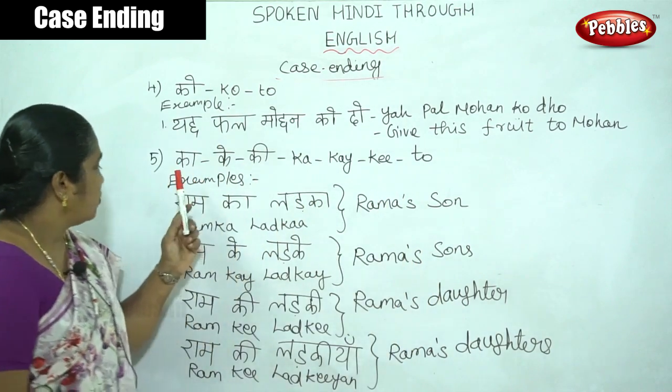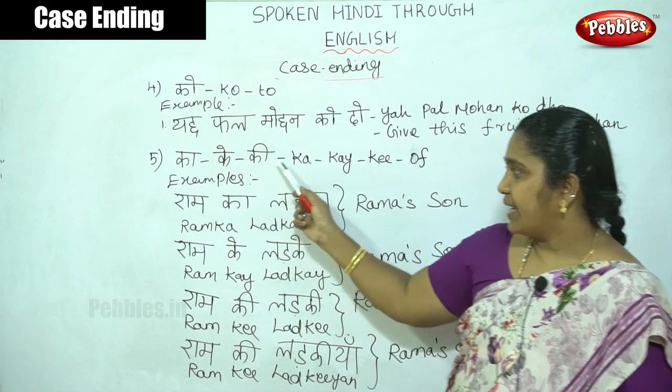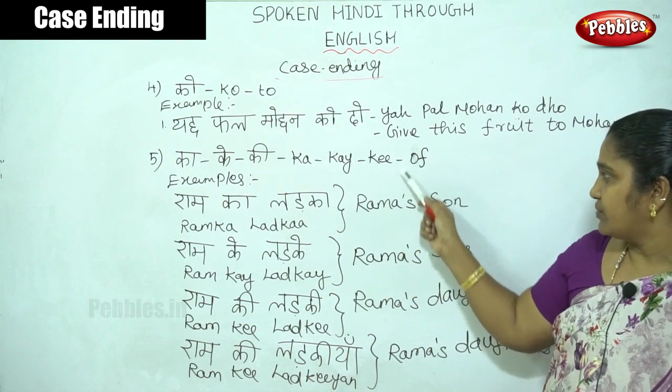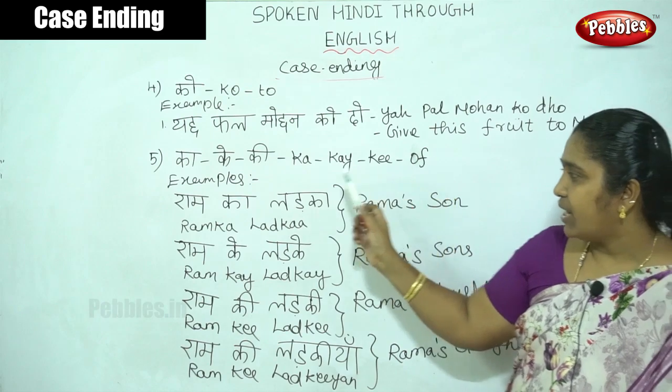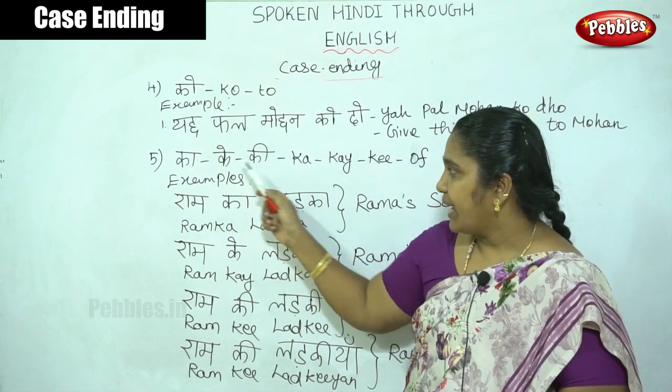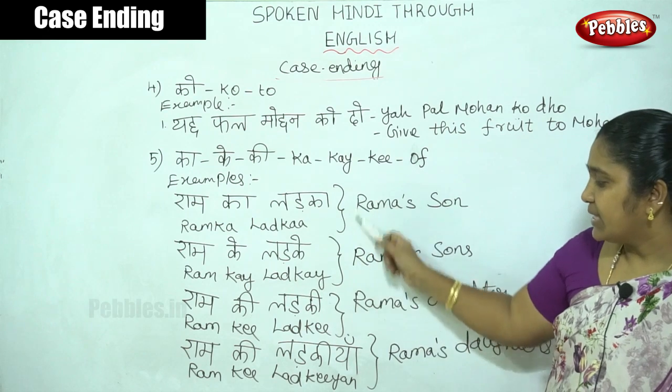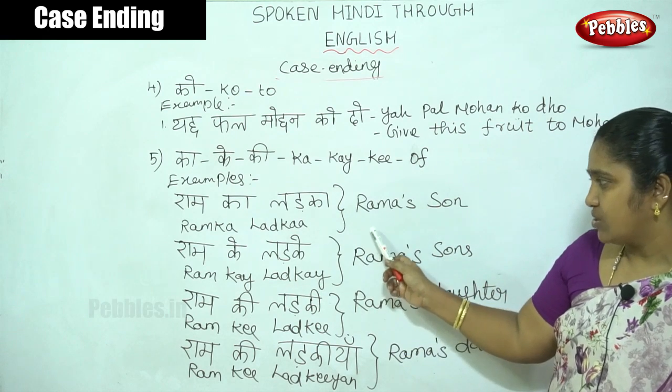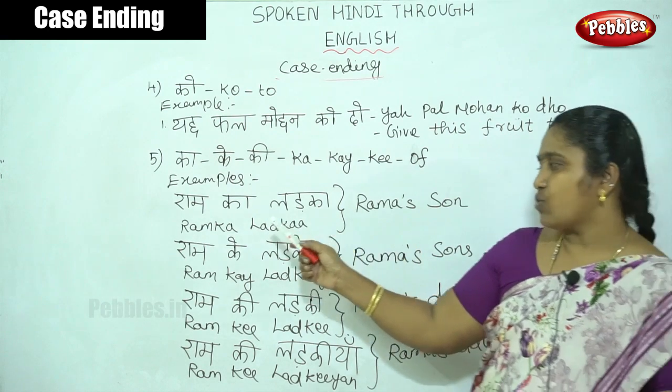Now the fifth one is ka, ke, ki. The meaning is "of". In the place of "of" we have to use ka, ke, ki. There are different types in this, so now we can see the first one.